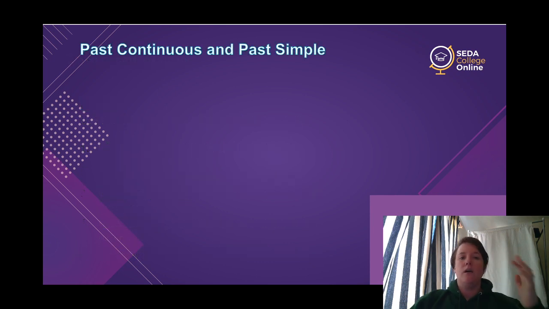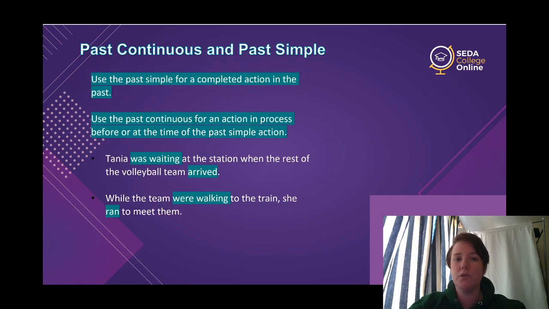Now, the next part is past continuous and past simple. You can use both of these together, but the most important thing is, when do I use them? And why do I use them in one sentence? Let's find out. So we use the past simple for a completed action in the past. And we use the past continuous for an action in progress before or at the same time as the past simple action. Look at these examples.